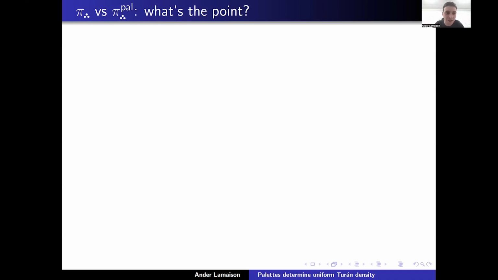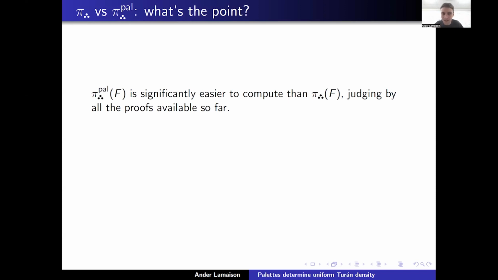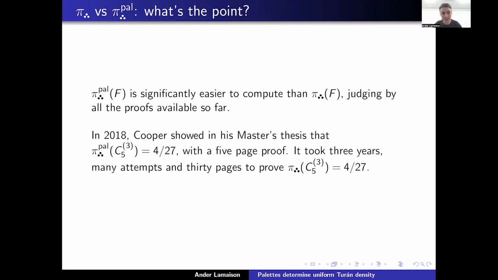Well, it turns out that computing the palette Turán density of a hypergraph seems, at least from all the examples that we know so far, much easier than computing the uniform Turán density. And perhaps one big example of this is the case of the cycles.